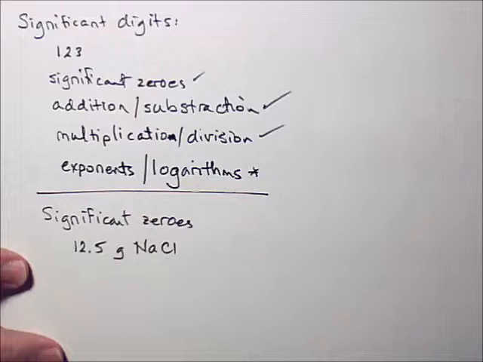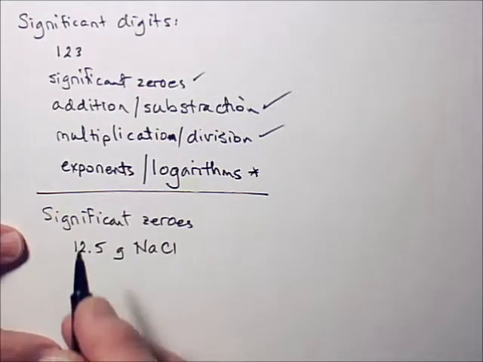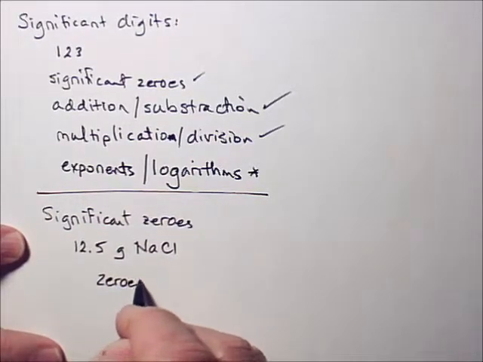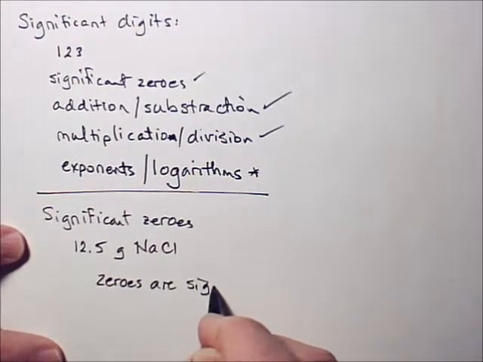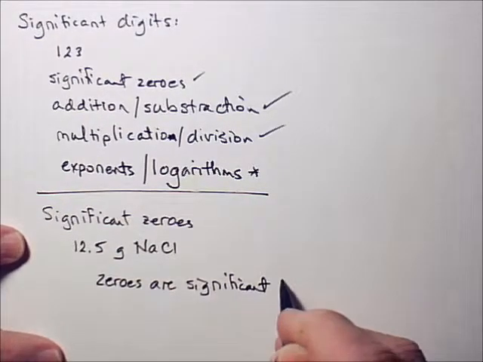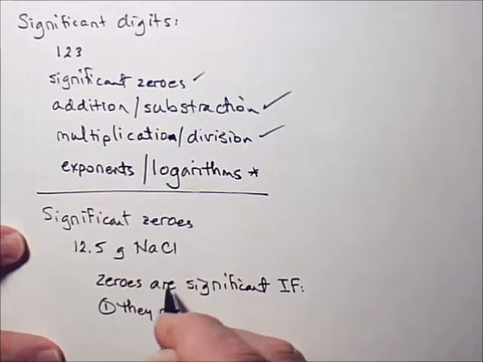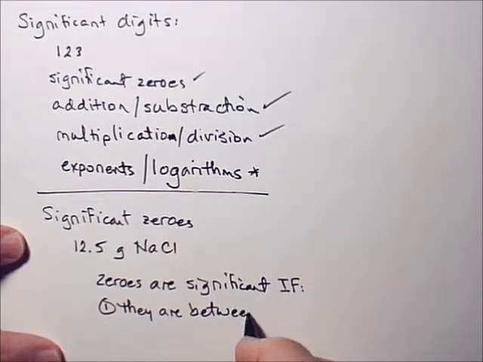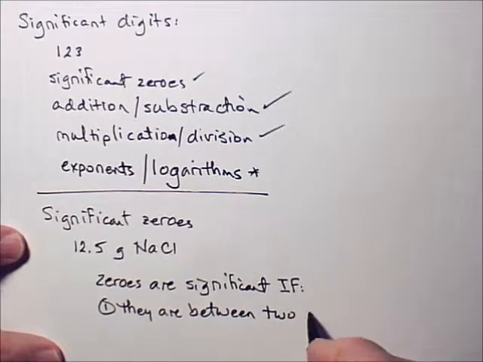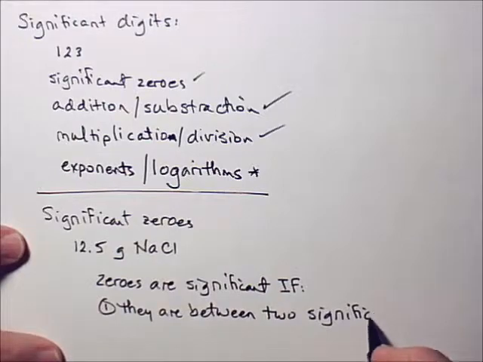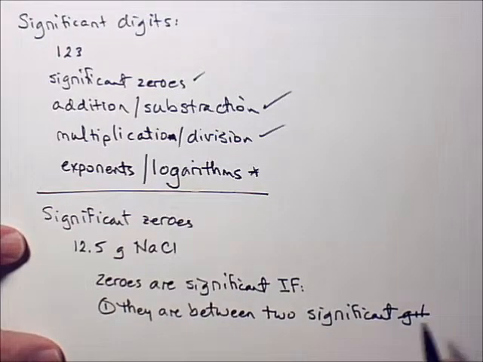So what I'm going to do is give you the formal rules, and then I'm going to give you the easy way to remember this stuff. Got it? So the formal rules about significant zeros are: zeros are significant if, number 1, they are between two significant digits. Oops, I still have a problem writing today. I'm just going to cross that out. Digits.